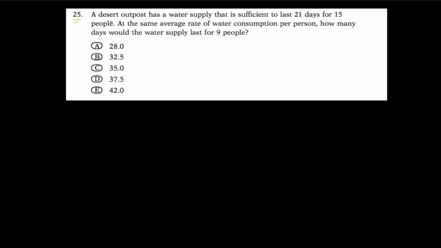It says a desert outpost has a water supply that is sufficient to last 21 days for 15 people. Now, at the same average rate of water consumption per person, how many days would the water supply last for 9 people? I'm very sure you must have come across GRE questions like this, very similar questions. Many times questions of this nature come in different formats, but they're always of the same form anyway.